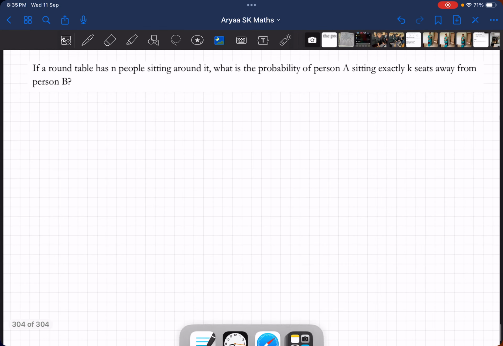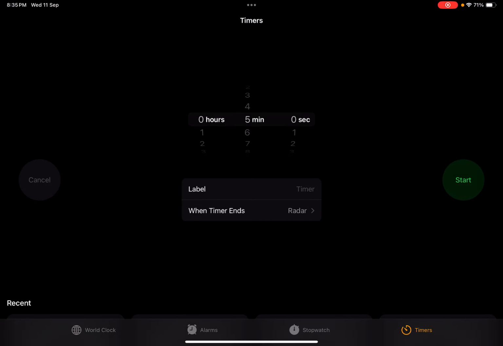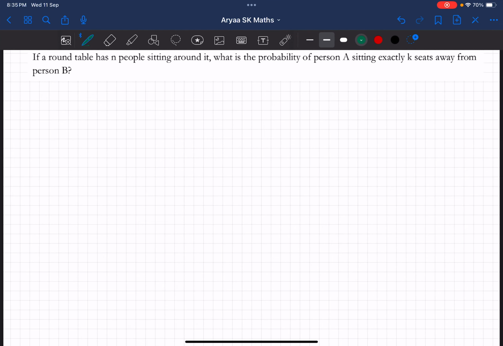Alright, so let's start the 25-minute timer. Actually, make the deadline 20. See if we can solve this question in 20 minutes.